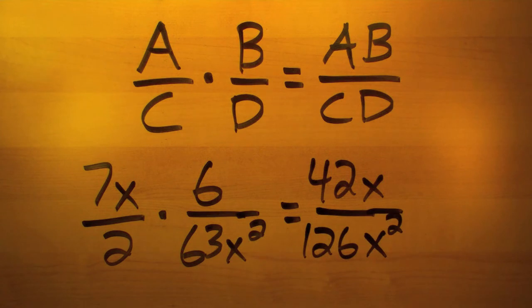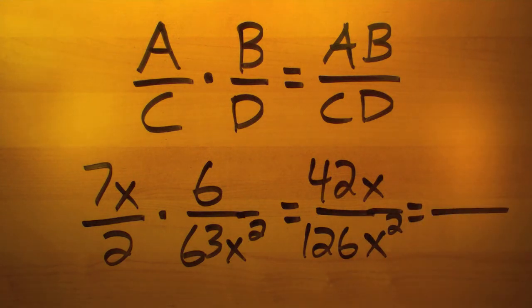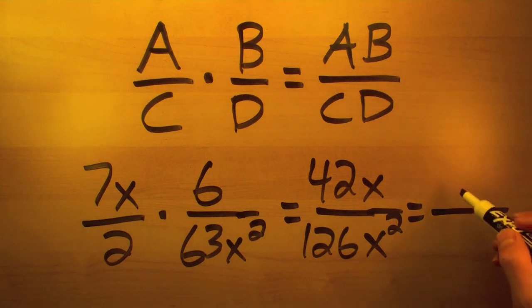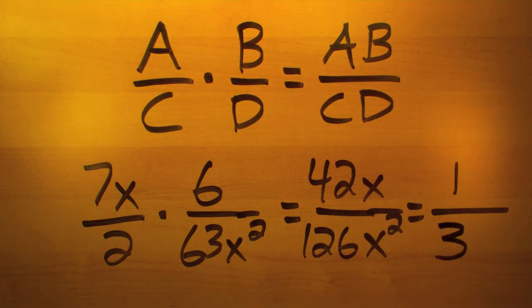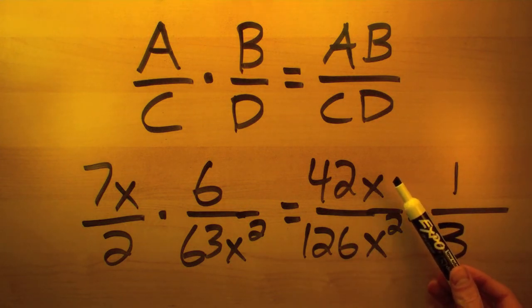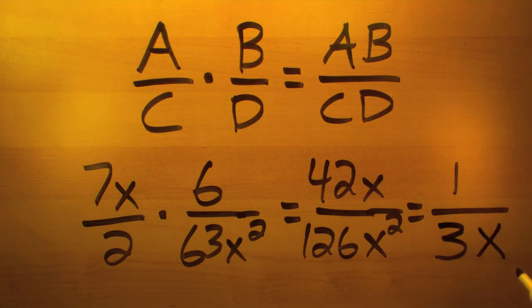Now we have to consider simplifying this fraction. If we divide the top and bottom of this fraction by 42, it leaves us with 1 over 3. And when we divide our x's, we have an x on top and x times x on the bottom. So when we divide by x, we're left with 1 more x on the bottom, so 1 over 3x.